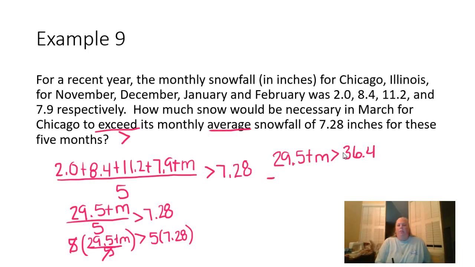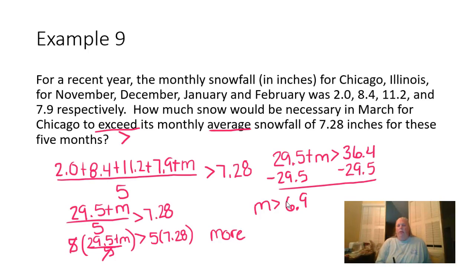All right, to solve for M, let's subtract the 29.5. That tells me that M is greater than 6.9. So there needs to be more than 6.9 inches in March in order for the average snowfall to exceed 7.28 inches.